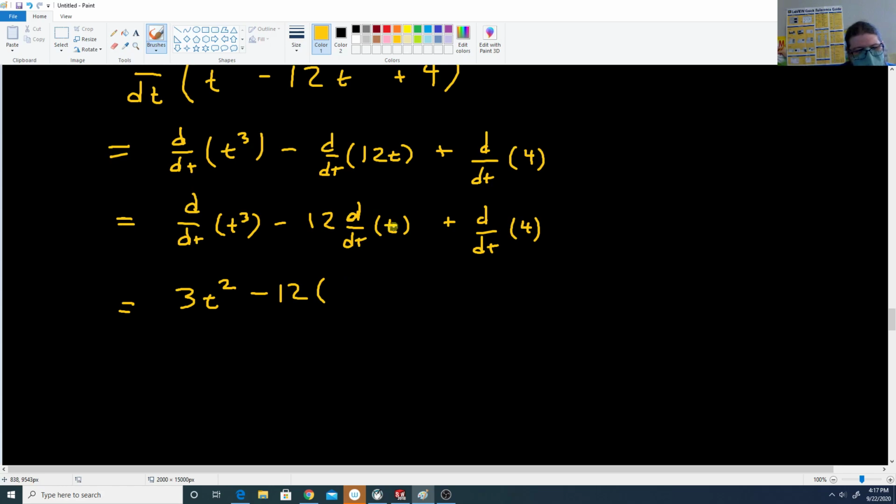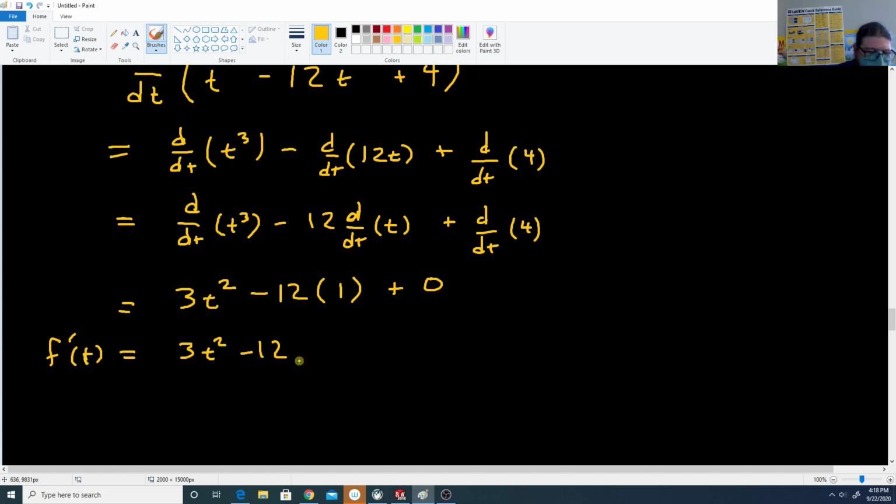If we remember, t itself is linear, that's an mx plus b form. There is no b, the m in front of t is a 1. So when you have d dt of just t itself, that's a 1. And then d dt of a constant, d dt of 4, is 0. So we end up with 3t squared minus 12. So this right here is our f prime of t. This is our derivative, the equation of our derivative.